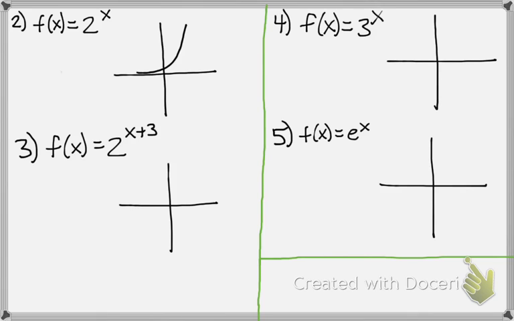For number 3, it's 2 raised to the x plus 3. Now, depending on your calculator, either you're going to just type in 2 raised to the, and then it'll put a box, so then you can just put the x plus 3 in the box. If you have an older operating system, you're going to have to do 2 raised to the, and then put parentheses around the x plus 3. So depending on what operating system you have, you may need to do that.